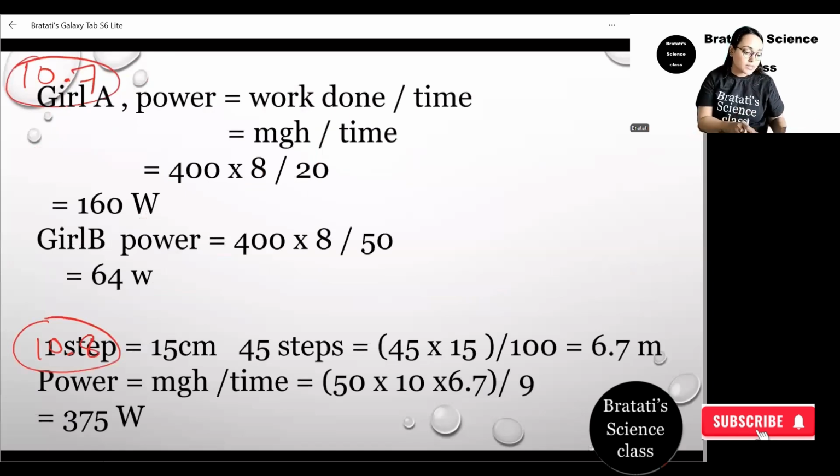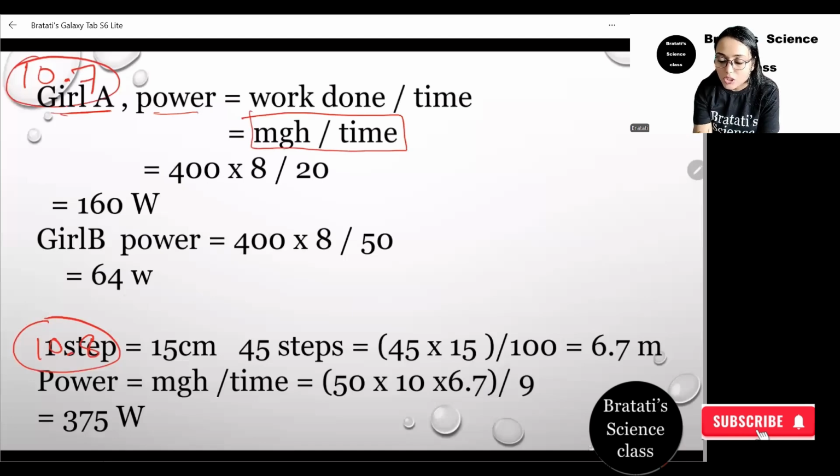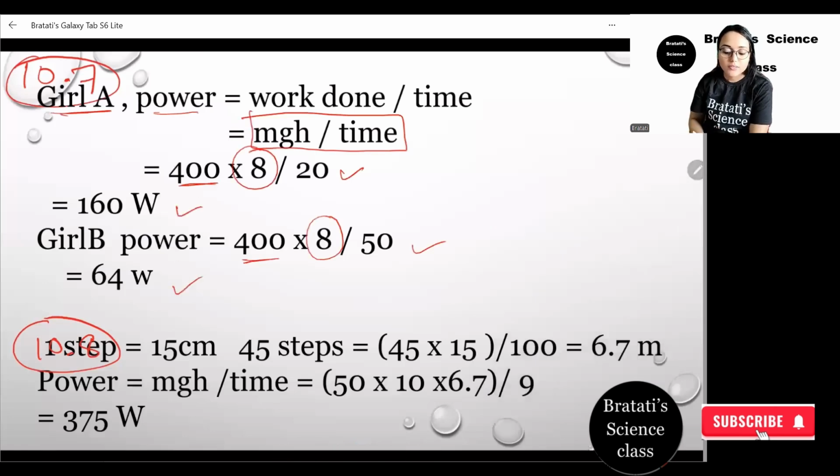Now exercise 10.7 is saying two girls are there, consider A and B. Each weighs 400 Newton. So their mg is given, that is 400 Newton. Their height is 8 meter for both of them. The only thing is girl A takes 20 seconds to climb up and B takes 50 seconds to climb up. What is the power expended by them? So girl A's power is mgh by time, and girl B's power is also the same. mg is 400 for both, h is 8 for both, but T differs, 20 and 50. Consider that and then you get this, right?